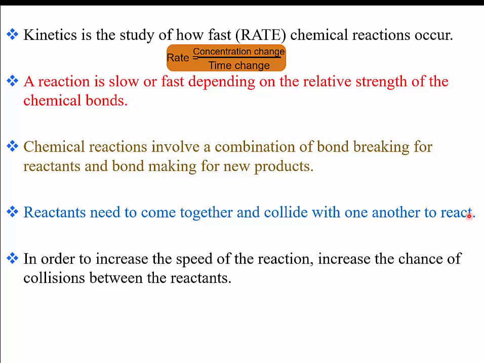In order for us to increase the speed of reaction, we've got a couple of different levers we can pull, but that's going to basically increase the chance of collisions between reactants happening or the effectiveness of those collisions. So this is mechanistic concerns.